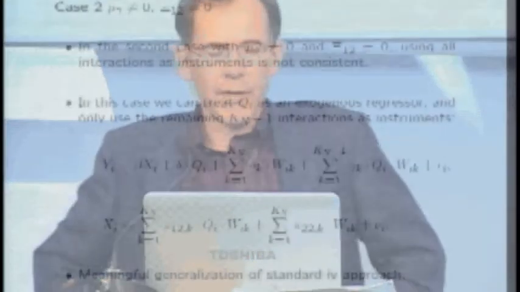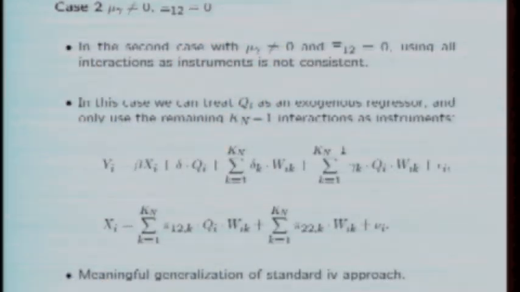and only use the interactions as excluded instruments. So now we run a regression where we have as the exogenous variables both the group indicators as well as the QI, the original basic instrument. As the excluded instruments, we have the remaining interactions. Then we do the modified version of the bias-corrected two-stage least squares. And as long as the correlation between the gammas and the pi's is equal to 0, this is still going to give us a consistent estimator.